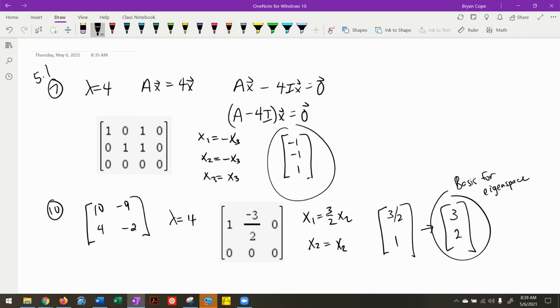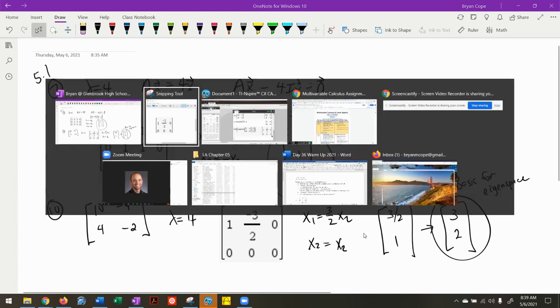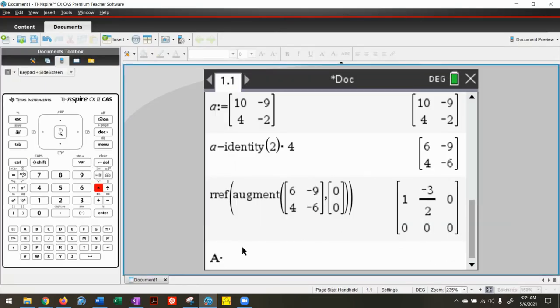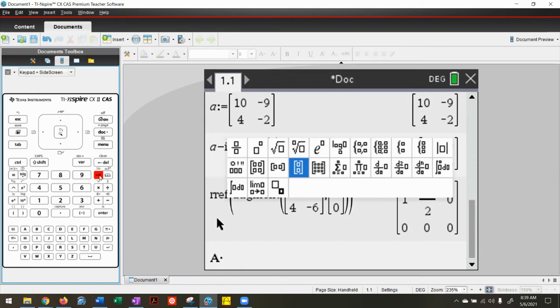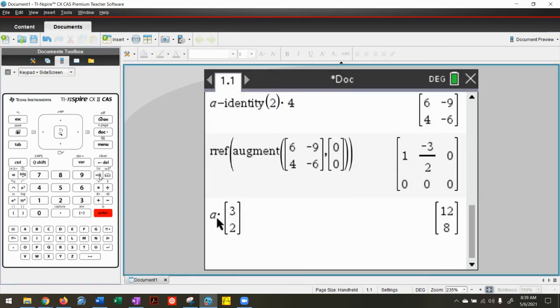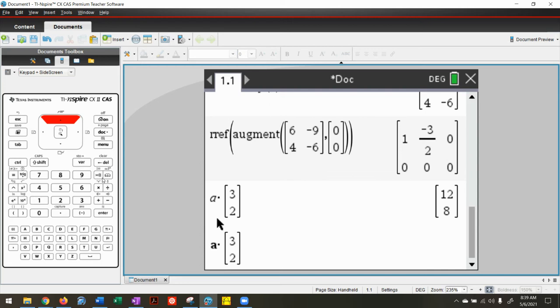Again, I'm going to test that by taking the original matrix times 3, 2. Let's see what we get. We get 4 times the original vector, so that's confirmation that that vector and any scalar multiple of it is in the eigenspace for lambda equals 4.